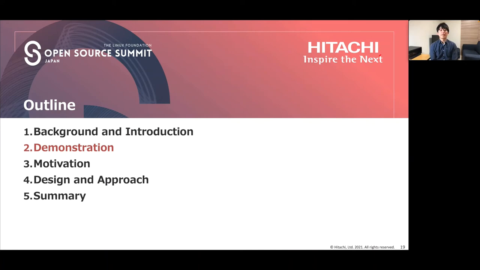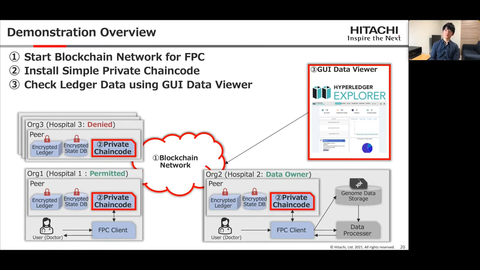In this section, I will show a demonstration. I will explain an overview of the demonstration. First, I will explain how to start a blockchain network for private chaincode. Next, I will explain how to install a private chaincode. Last, I will explain how to check ledger data using a GUI data viewer.